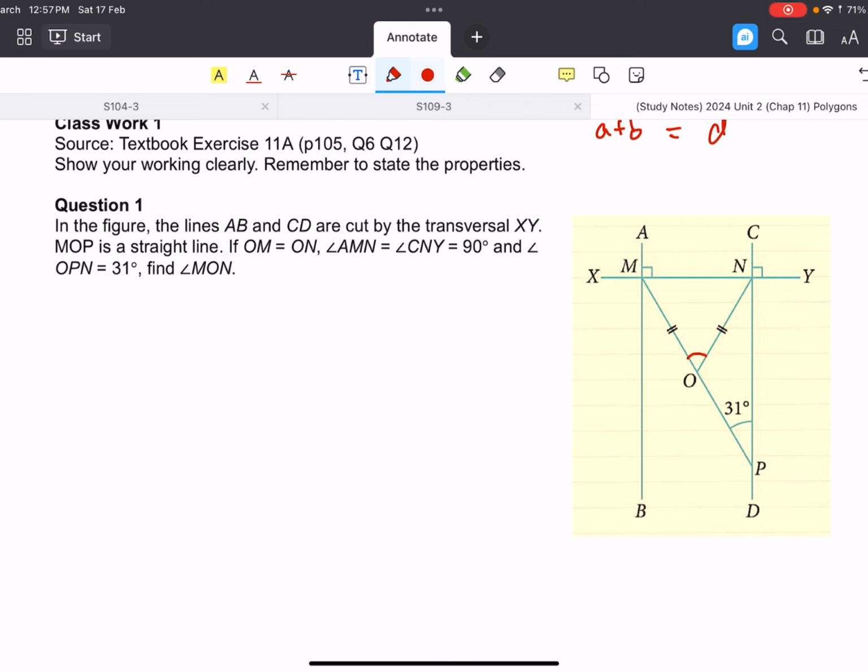There are a couple of ways to do this. First thing we can do is establish that angle MNP is 90 degrees. So angle MNP is 90 degrees. We can mark it out here. The reason for this is because of vertically opposite angles.